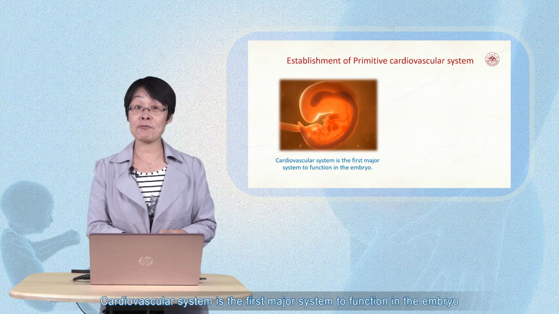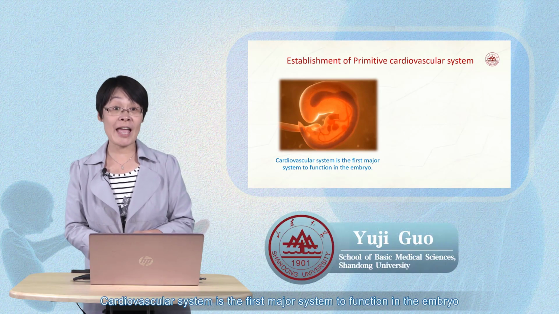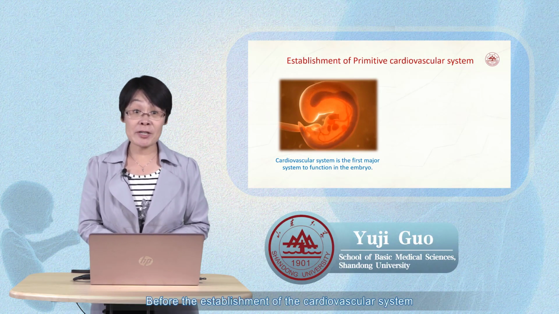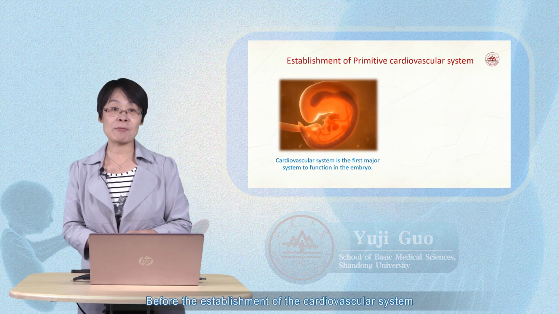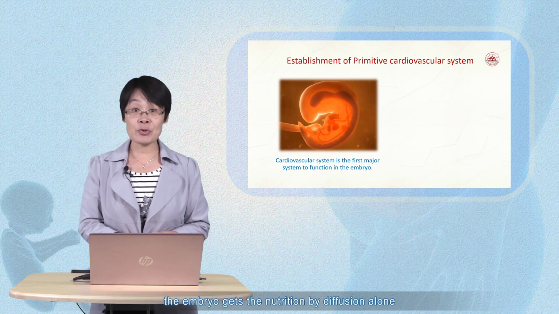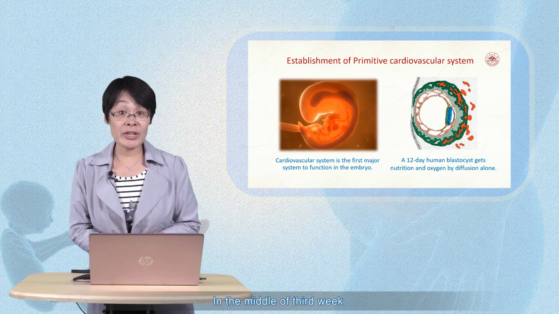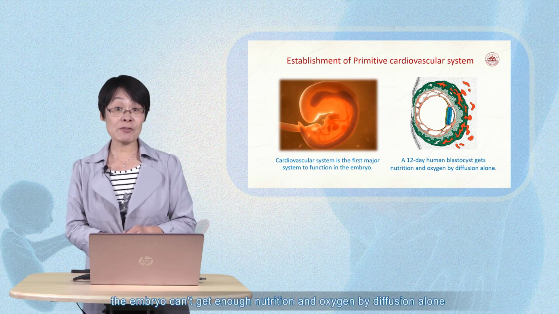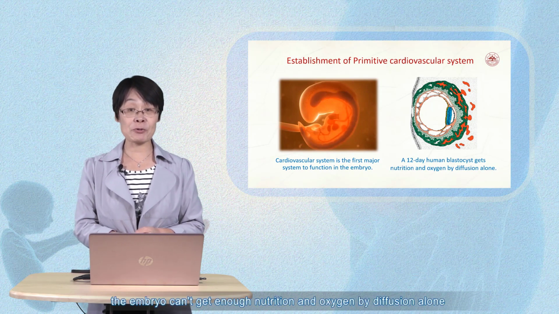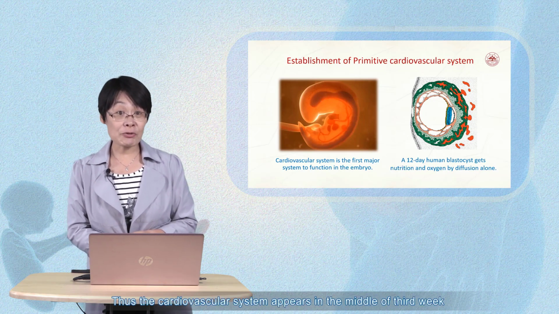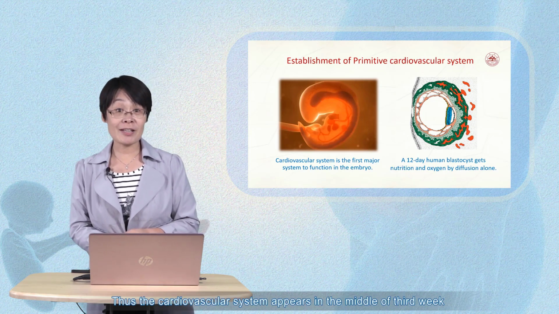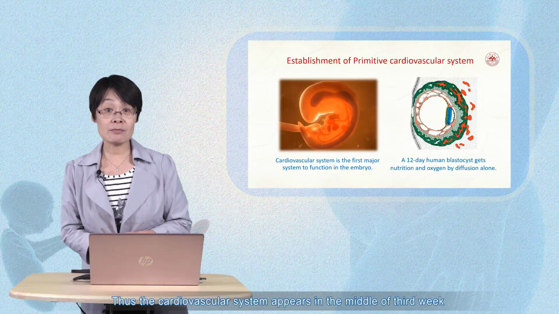The cardiovascular system is the first major system to function in the embryo. Before the establishment of a cardiovascular system, the embryo gets nutrition by diffusion alone. In the middle of the third week, the embryo can't get enough nutrition and oxygen by diffusion alone. Thus, the cardiovascular system appears in the middle of the third week.